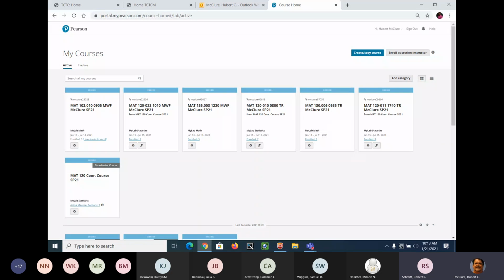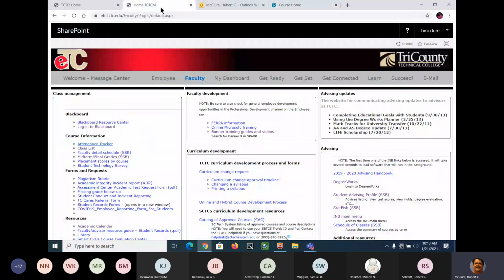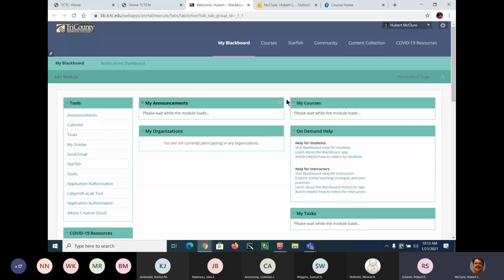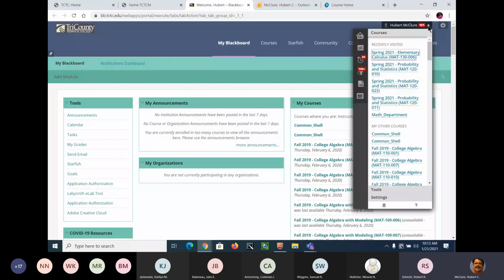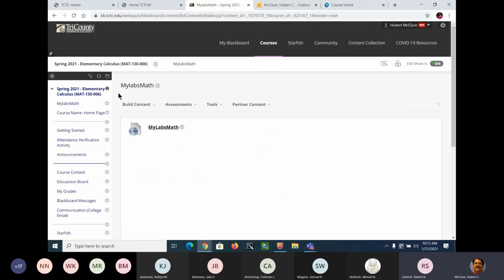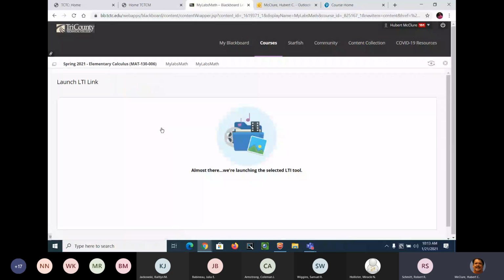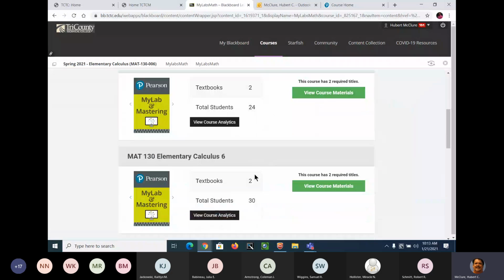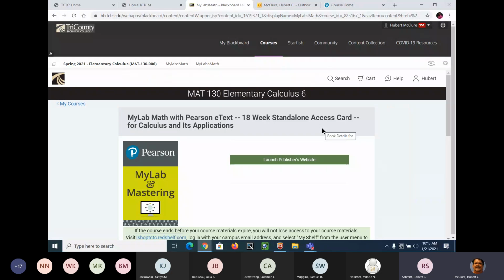Blackboard. Pull up your course. Here we go, we're going to count. My Labs Math, 1 time. My Labs Math, 2 times. Green button, that's 3. Green button, that's 4. And I think here, before this button, they ask you to accept the terms as 5, and then the orange button is 6.